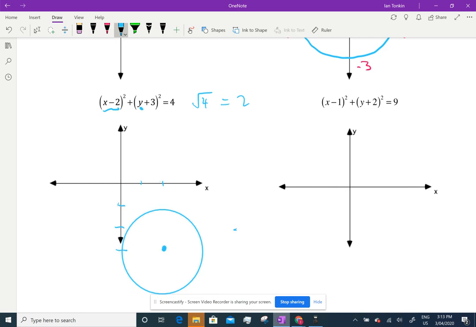Now, so the centre of my circle is 2, -3. It touches here at -1, -2, -3. This is 1, this is 2, and it should really be going all the way up to there. That's a much better one.